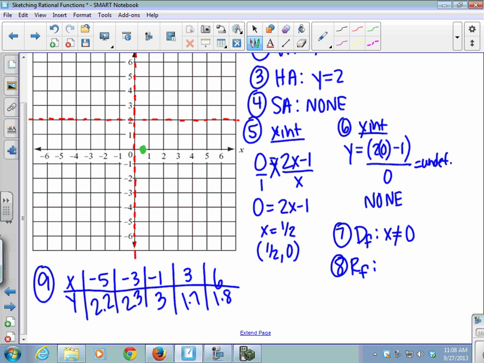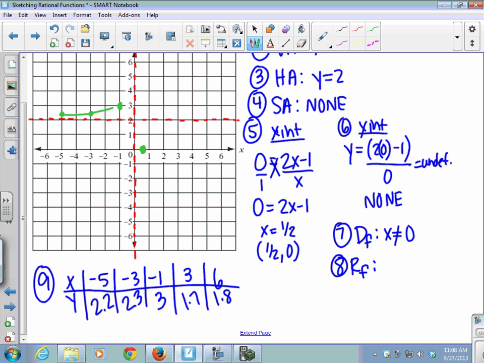And then I'm going to go plot those points. So at -5, it goes up to 2.2, which is going to be a little above the asymptote. At -3, it's going to be 2.3, which is a little higher than that. And then at -1, it's going to be at 3. Now, those points have to connect.